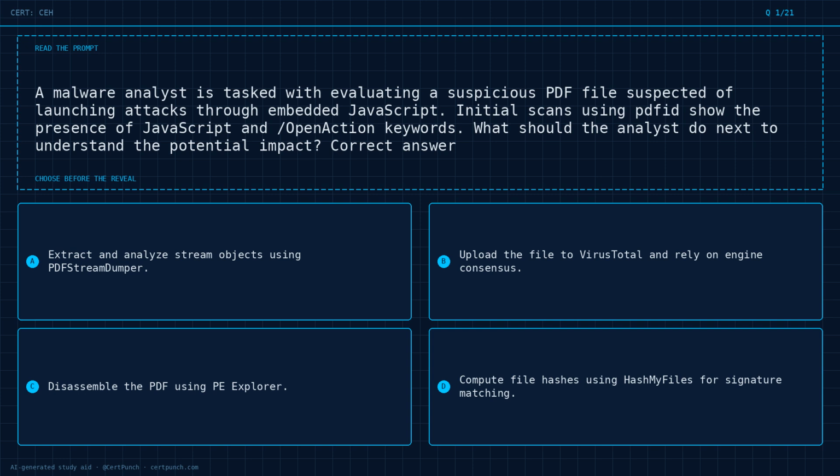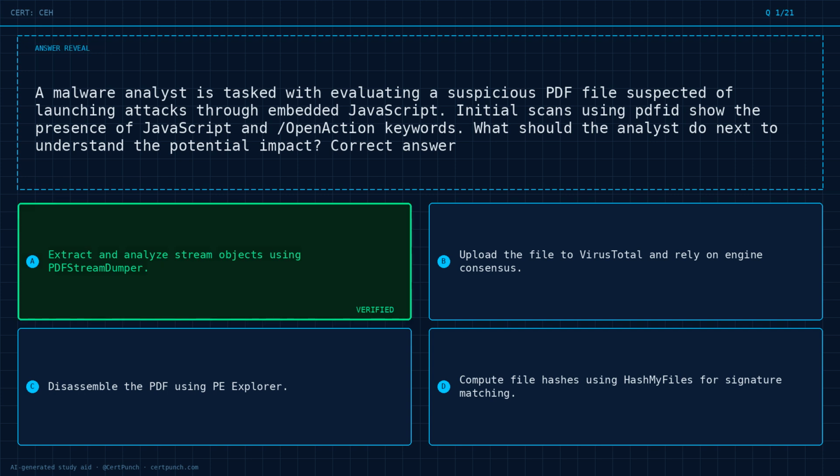Option A, extract and analyze stream objects using PDF Stream Dumper. Option B, upload the file to VirusTotal and rely on engine consensus. Option C, disassemble the PDF using PE Explorer. Option D, compute file hashes using HashMyFiles for signature matching. Choose the best answer before the reveal. Commit to it now.